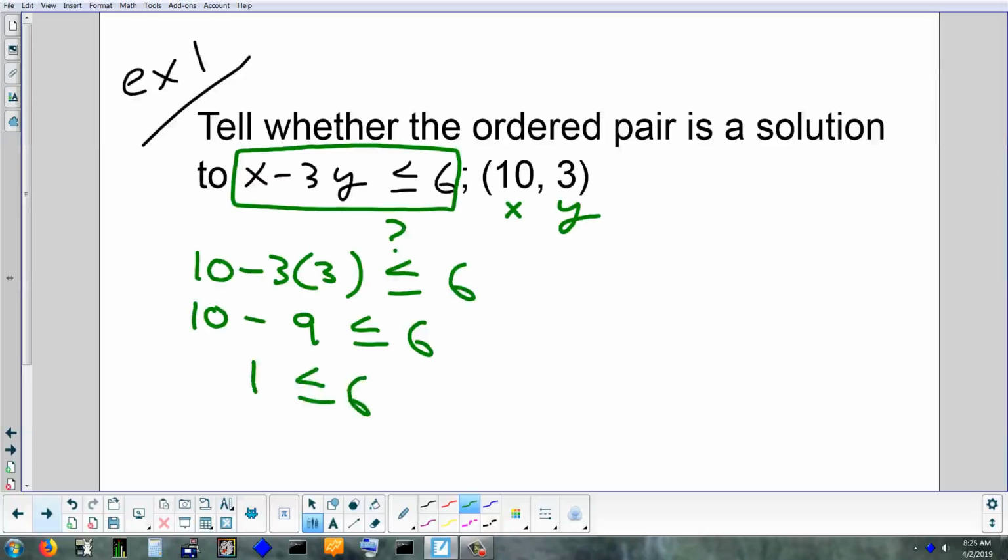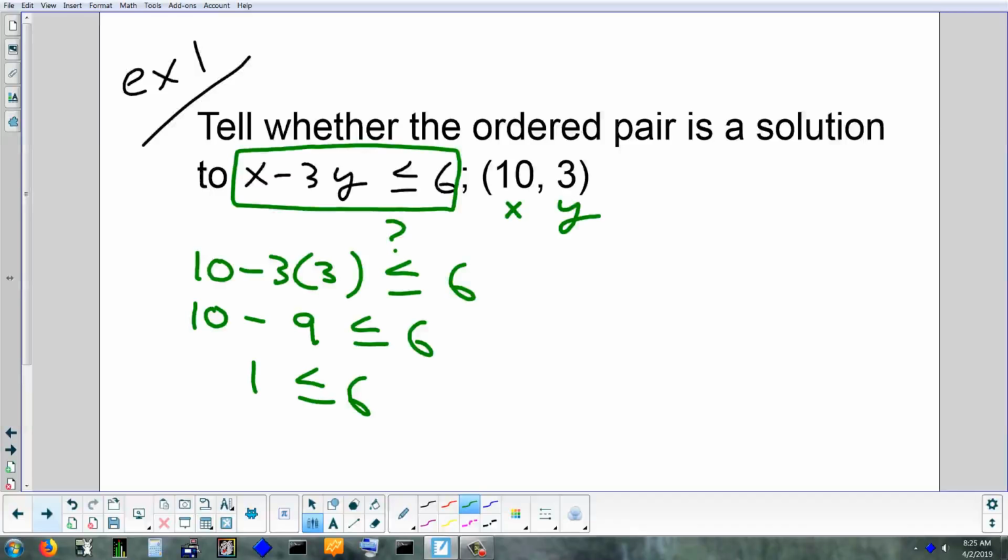What do you think, Savannah? Yeah, that's true. So 1 is less than or equal to 6. Now how do we answer the question? What would we write? No, the question's not asking how many solutions there are, because I already told you, there are infinite, remember you guys kept naming coordinates? This is one of a bunch of them that would work. So what should I write for the answer?